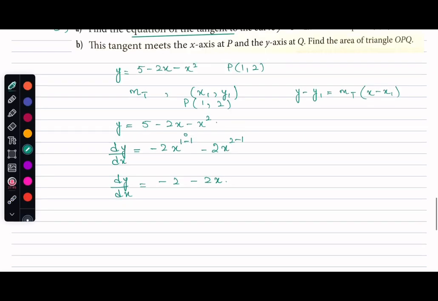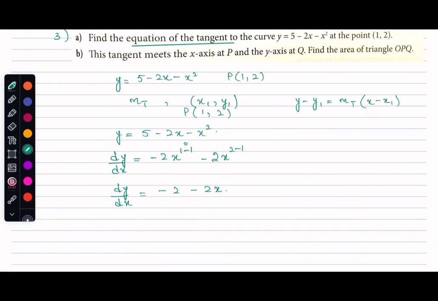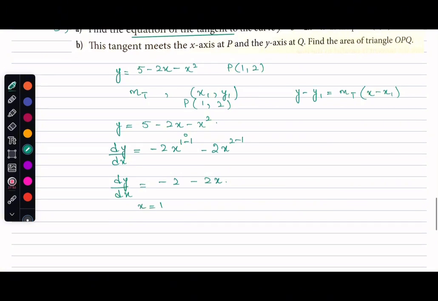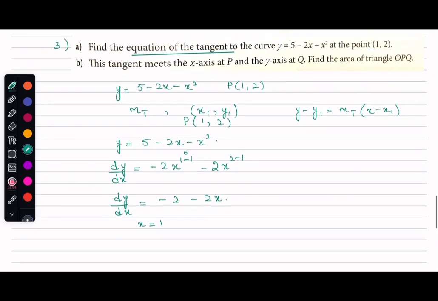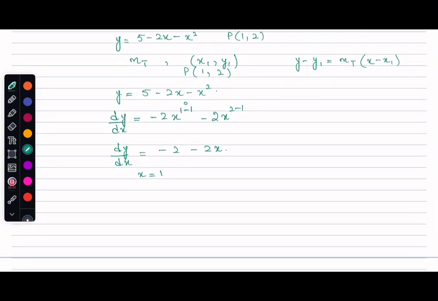Now, for the gradient, my x value has to be 1, because the point where we want the tangent has x coordinate 1. If I substitute x as 1, I get dy by dx equal to negative 2 times 1, minus 2. This gives the answer for dy by dx. That means the gradient of the tangent is equal to negative 4.